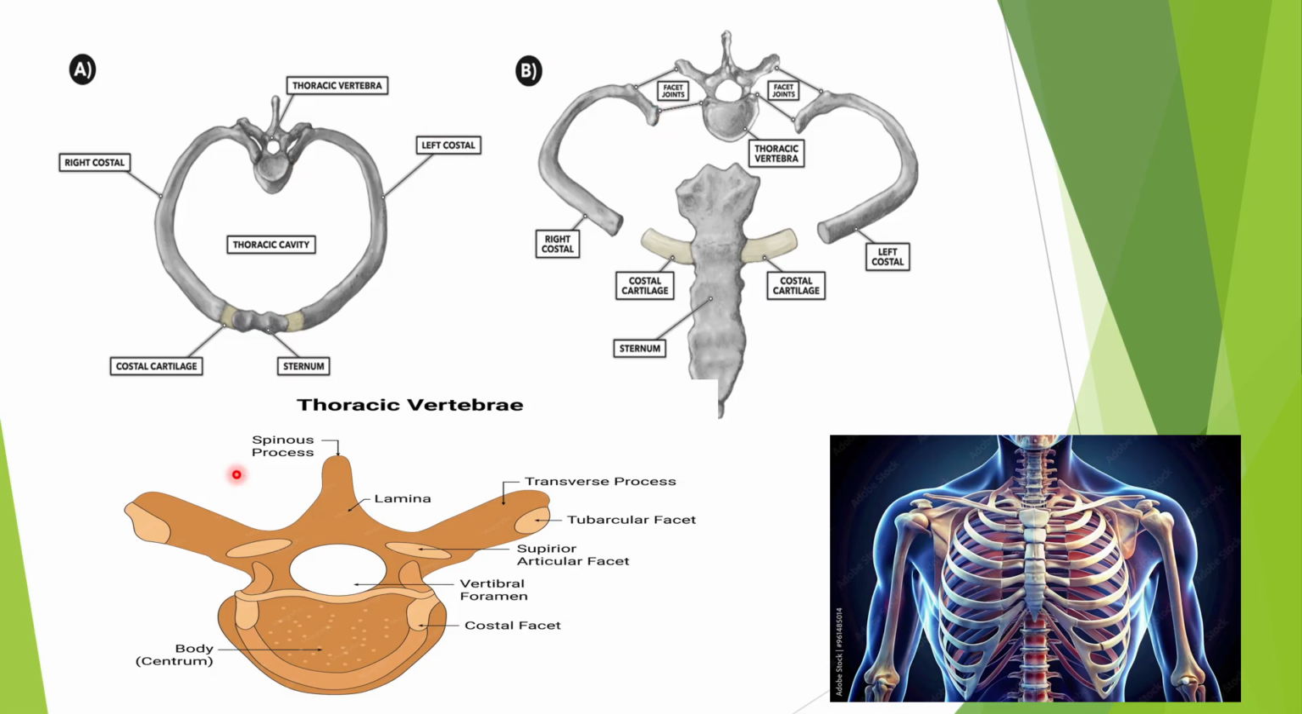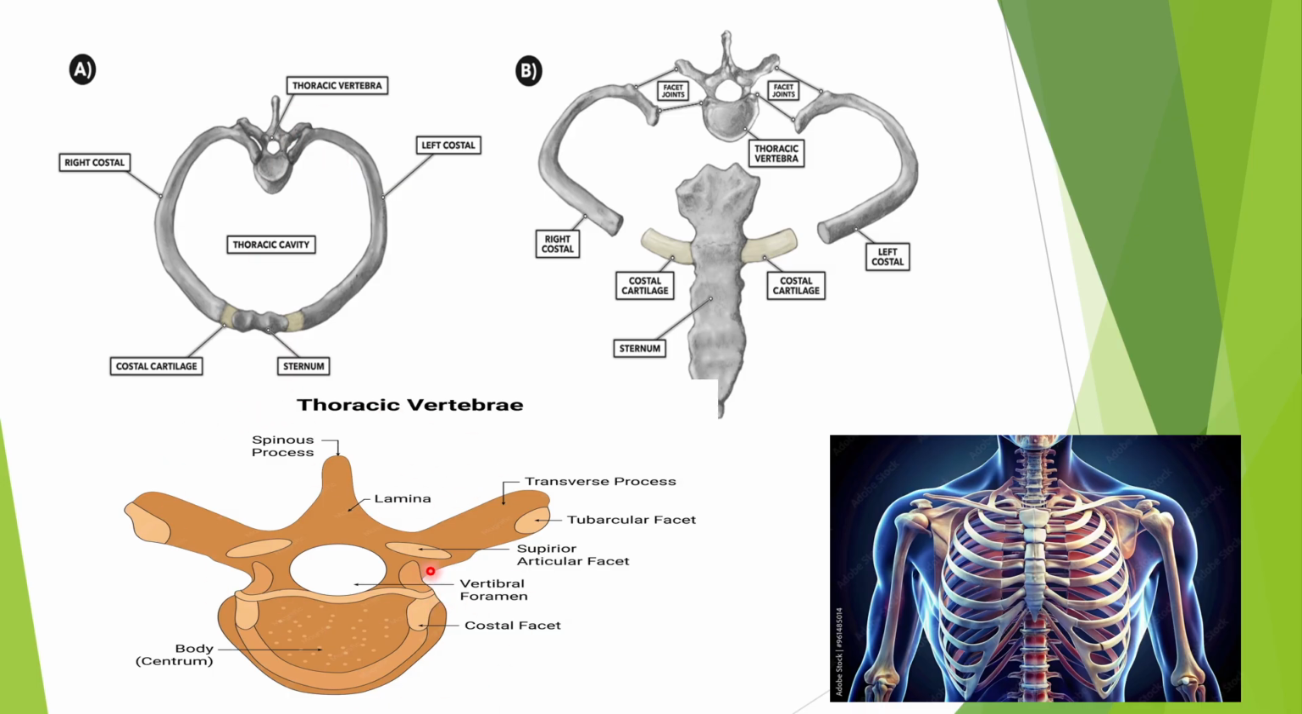Here one structure has been taken. This is the thoracic vertebrae. These are the ribs, right and left. And this is the sternum, in the chest front region. So this is a small thoracic vertebra taken here.